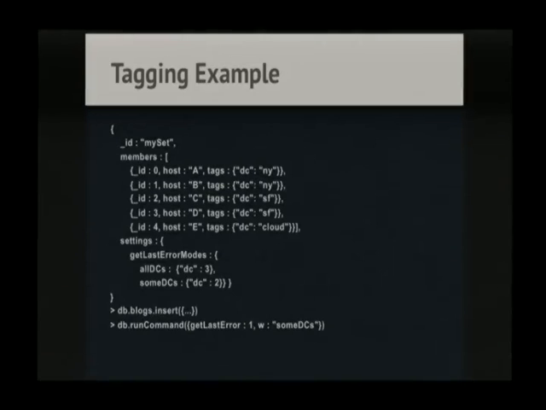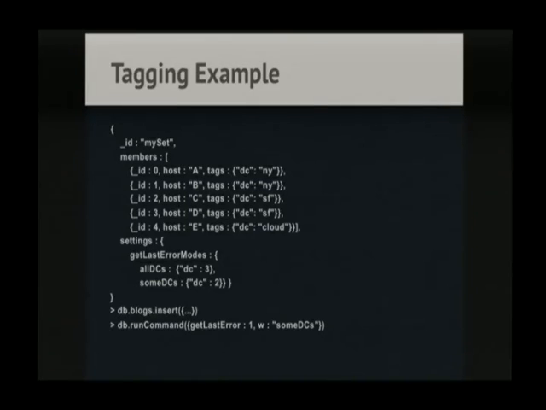So an example of tagging is we've got our 5 nodes again in the replica set. 2 of the nodes, the first 2 nodes are in New York. The second 2 nodes are tagged as San Francisco data center, and the last one is just tagged as cloud. And then you can set error modes for that.